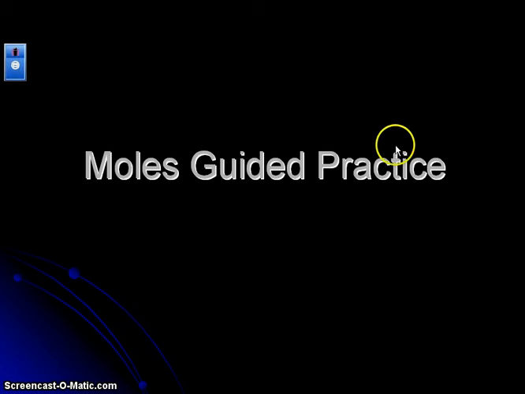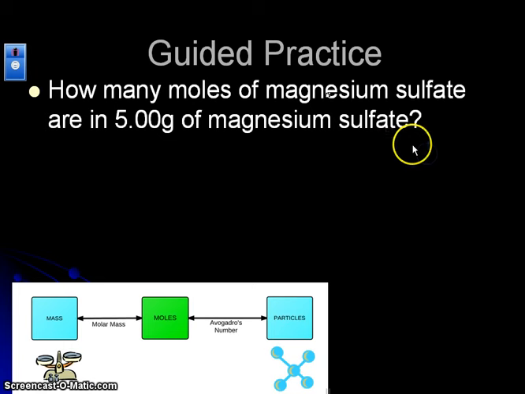So we're going to start with the problem that's asking us how many moles of magnesium sulfate are in 5.00 grams of magnesium sulfate. So we're being given a mass, and we're trying to find the number of moles. So if we start with our mass, and we need to convert to moles, we need to use our molar mass. In order to know the molar mass, we're going to have to figure out our formula. So you should be thinking about nomenclature.